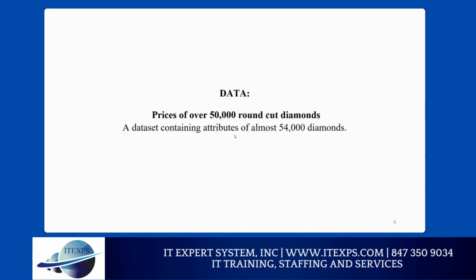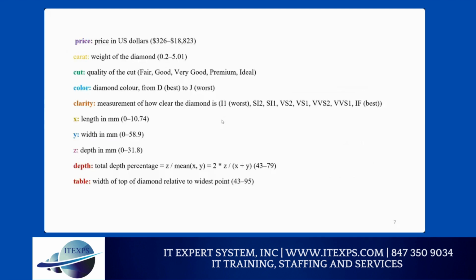So I have data of 50,000 diamonds. The variables are price, carat, cut, color, clarity, X, Y, Z, depth, and table. I have definitions for each of them. The price ranges from 326 to 18,823.